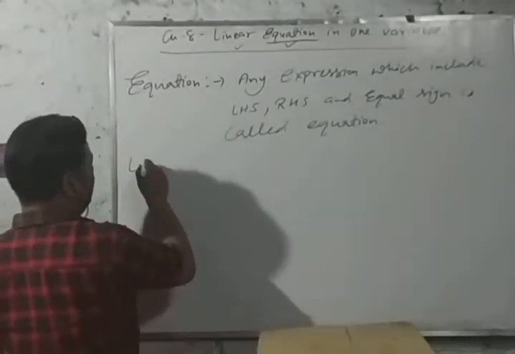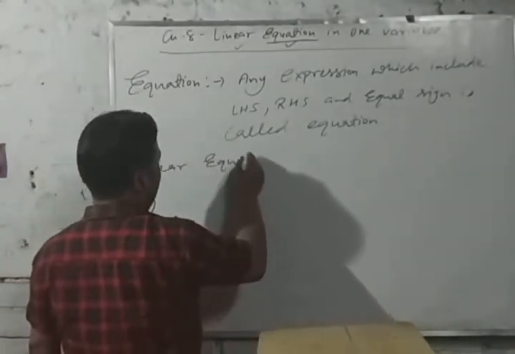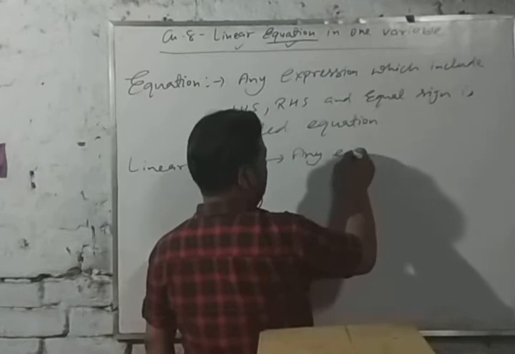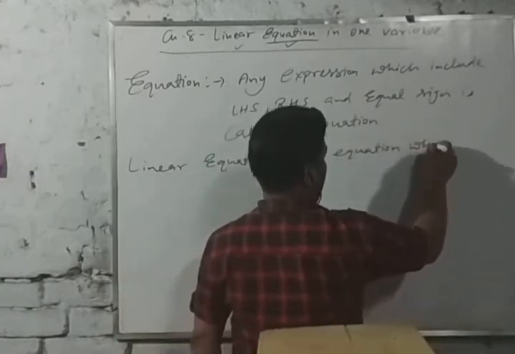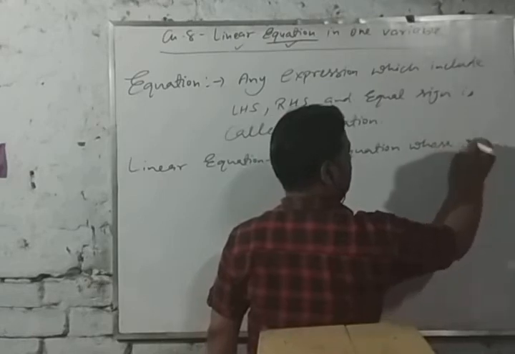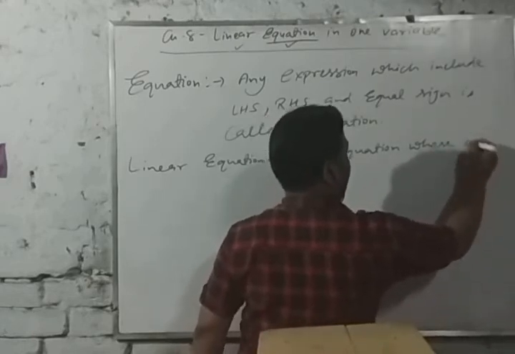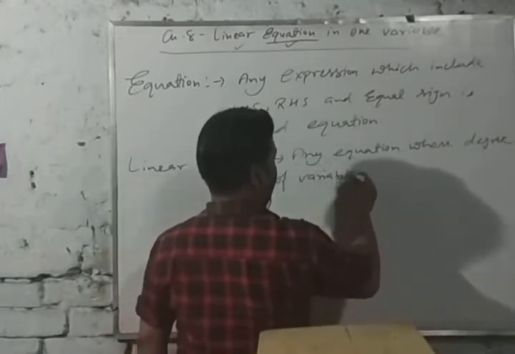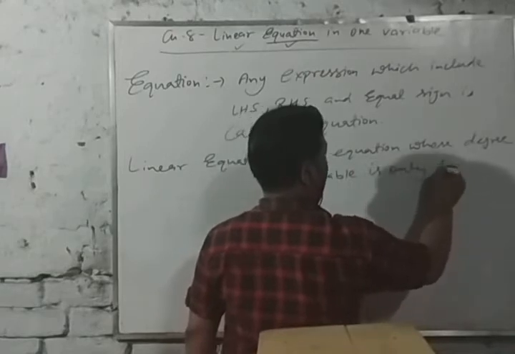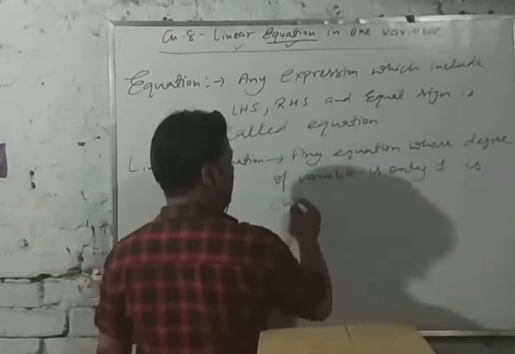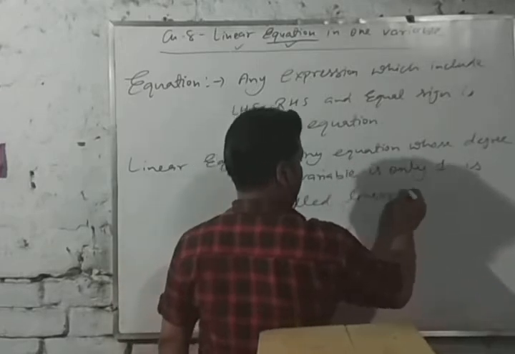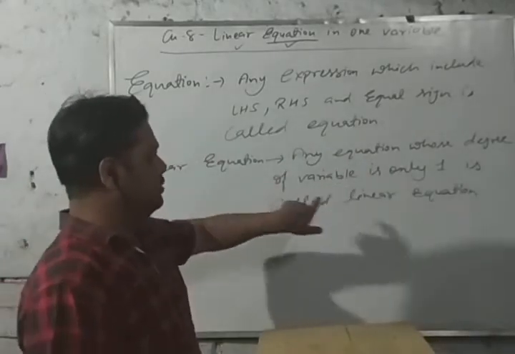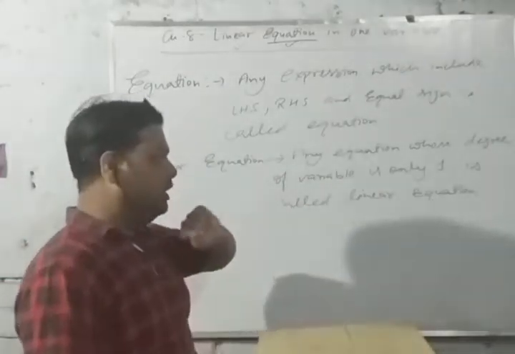Now linear equation. Linear equation means any equation whose degree of variable is only one is called a linear equation. Okay, that is, any equation whose degree of variable is only one is called a linear equation.